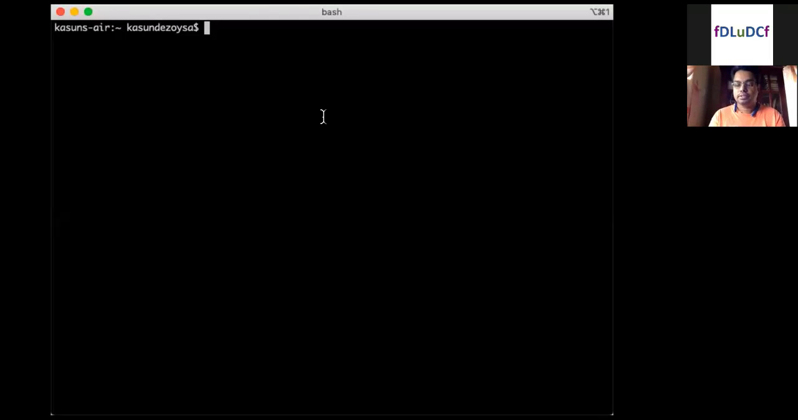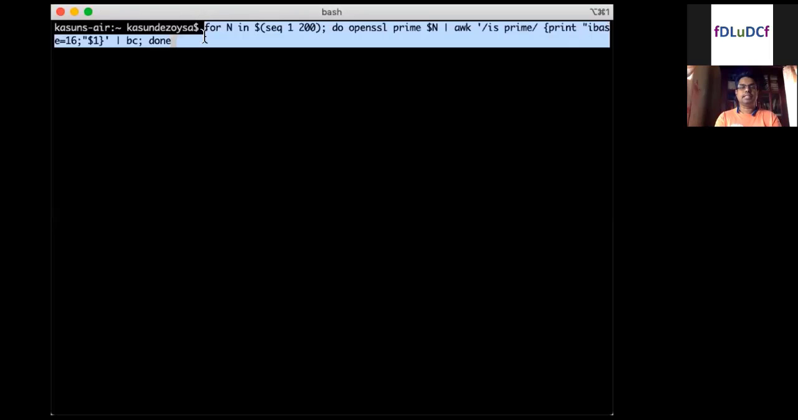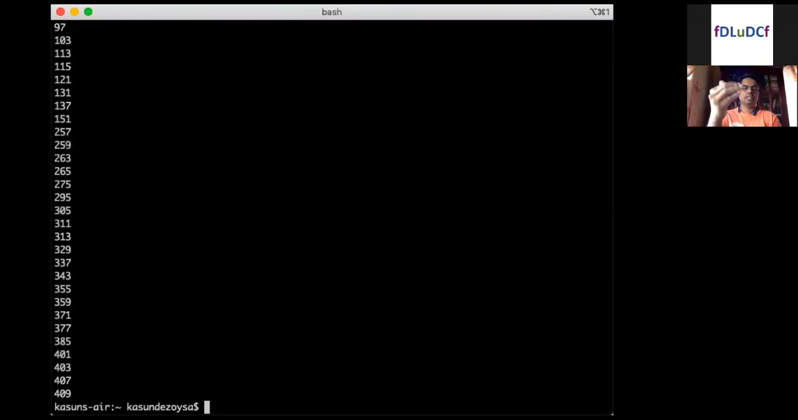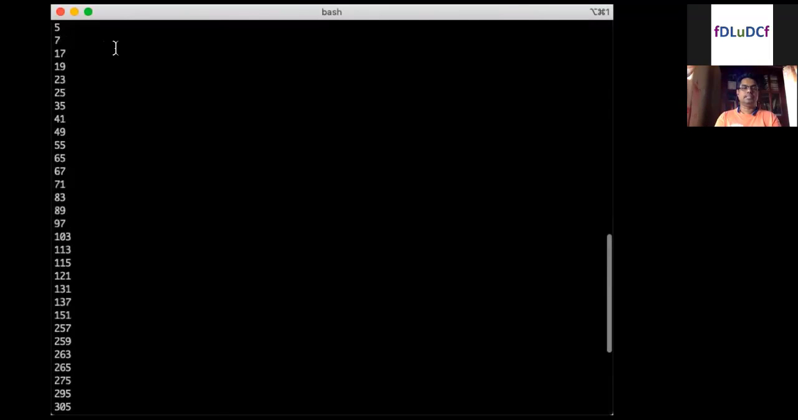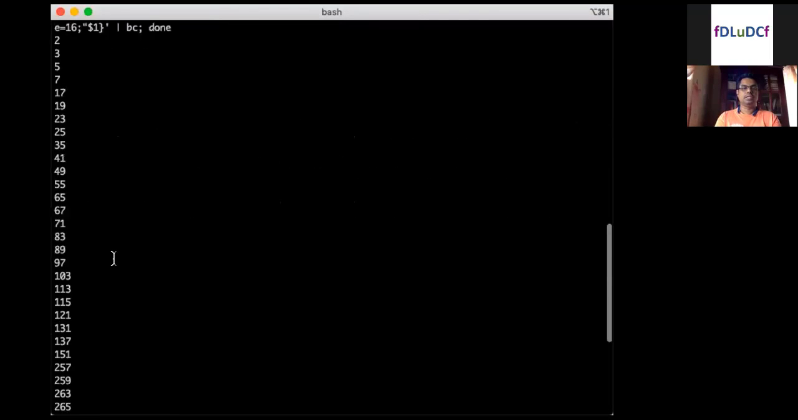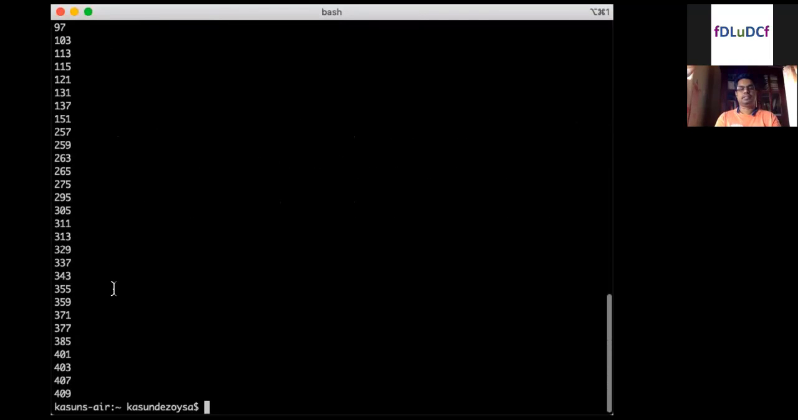Right. So in case you want to calculate prime numbers, let's say less than 200, we can use this shell script, where it calls OpenSSL in a loop from 1 to 200. And if it is a prime, it prints that on the terminal. So let's run this script. This script will show us the first 200 or so prime numbers.